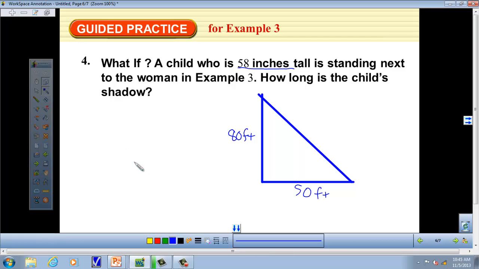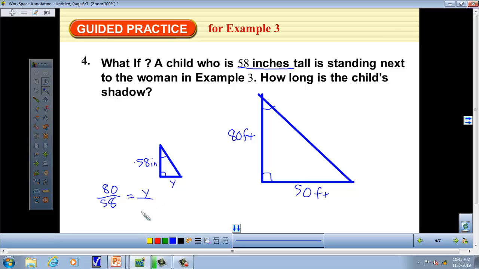So again, what we can do is we can say, here's the child, and there's their shadow. And since this angle, which is the angle of the sun to the shadow, should be equal to this one, and these are right angles right here, and again this is 58 inches, we can then say that 80 over 58 will match with, we'll call this y, I guess.